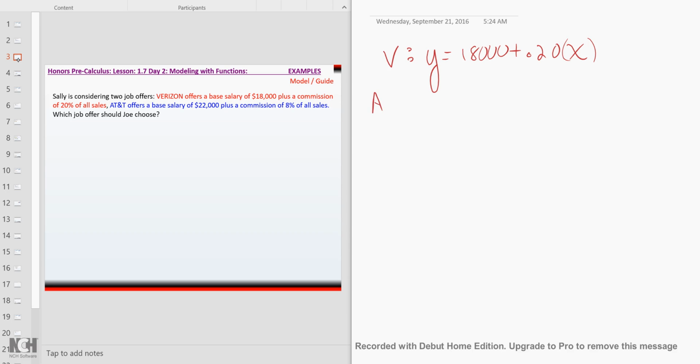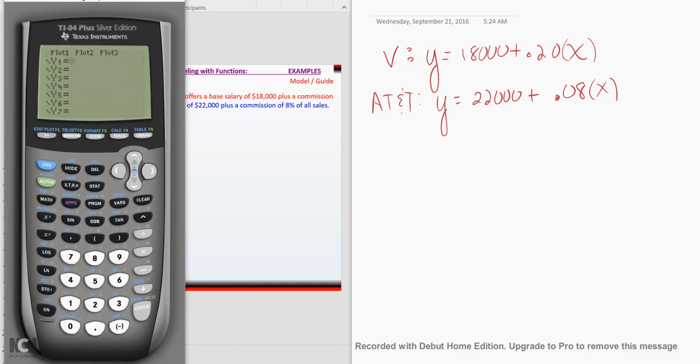She's also offered a salary from AT&T. AT&T's offering $22,000 plus a commission of 8% of all sales. So if I go to my graphing calculator, and for y1 I'm going to type in 18,000 plus 0.20x. For the second equation, we're going to type in 22,000 plus 0.08x.